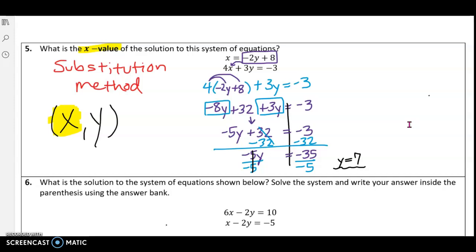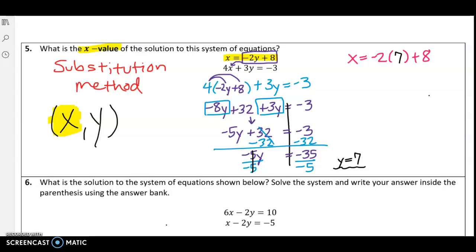Now I have to do one more substitution. If I know y is 7, I can substitute 7 for y in either equation. But there is one equation that is easier, and it's that top one, because it already says x equals. x equals negative 2y plus 8. And I know what y is already. It's 7. So I replaced y with 7.